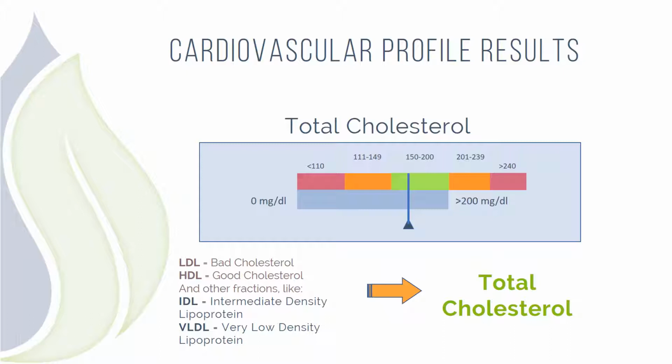Similarly, 111 to 149 is in the mildly low range, and we call cholesterol less than 110 too low, because you're probably in a range where you're not making enough steroid hormones, your membranes may not be as healthy, and you can get into other problems.